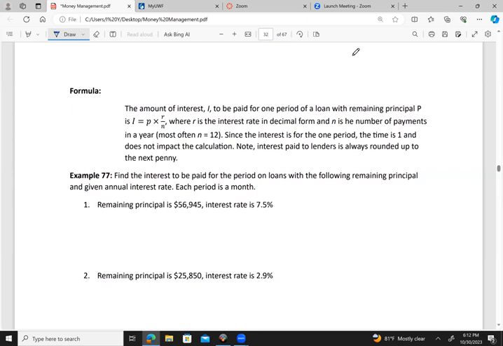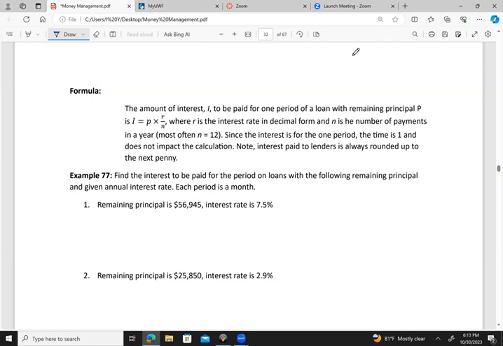The amount of interest I to be paid for one period of a loan with remaining principal P is I equals P times R over N, where R is the interest rate in decimal form, and N is the number of payments in a year. Most often, N equals 12. Since the interest is for one period, the time is 1 and does not impact the calculation. Note, interest paid to lenders is always rounded up to the next penny.